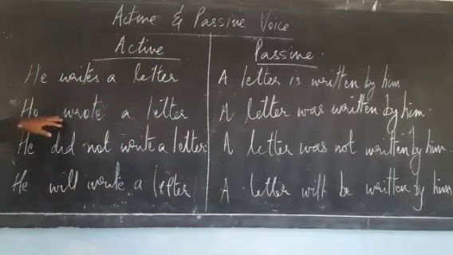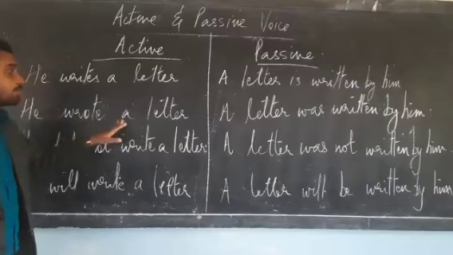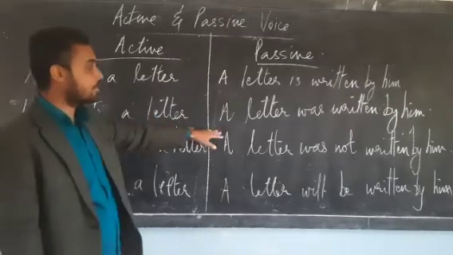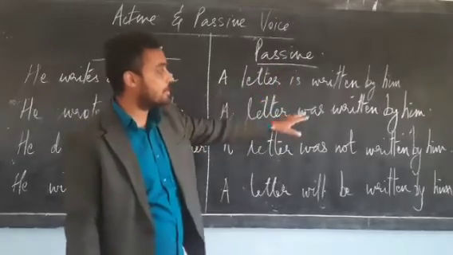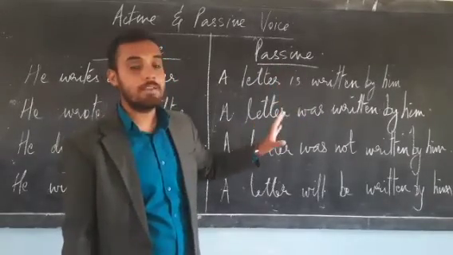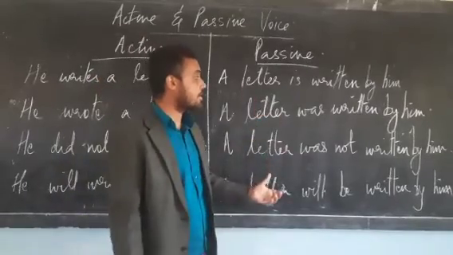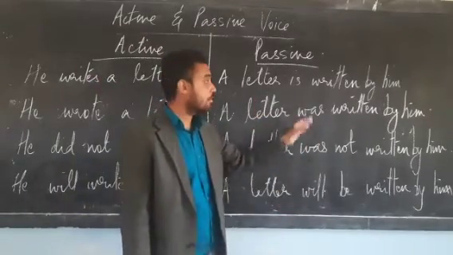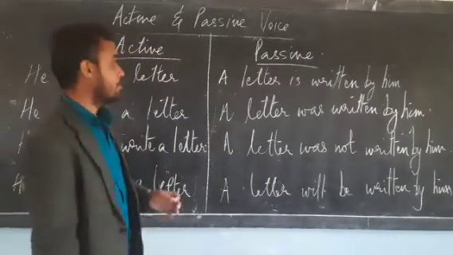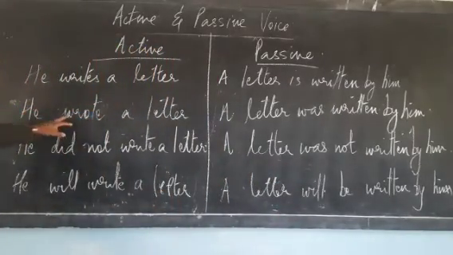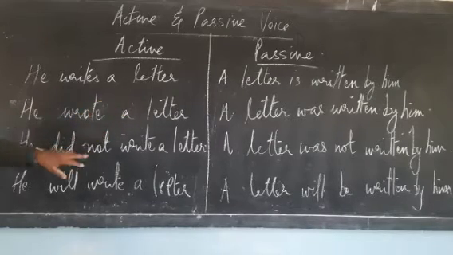Next sentence, he wrote a letter. Wrote is for simple past. He wrote a letter. In passive, a letter was written by him. Now you can see that everywhere the main verb is in the third form. The changes that are made are with the helping verb. Is, was, will. These all are helping verbs. So this was about past. He wrote a letter was written by him.